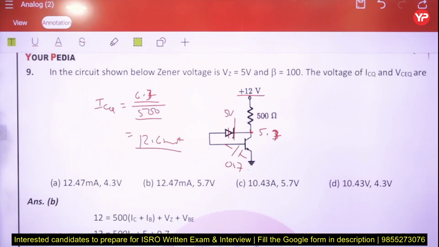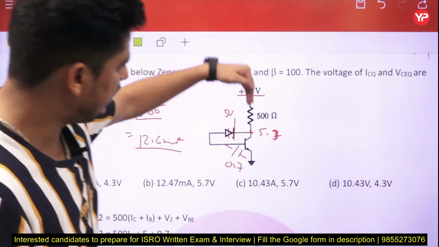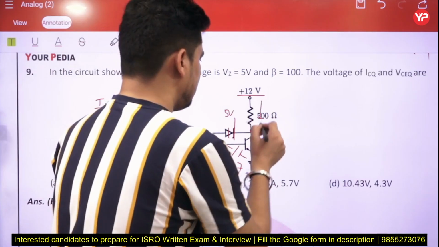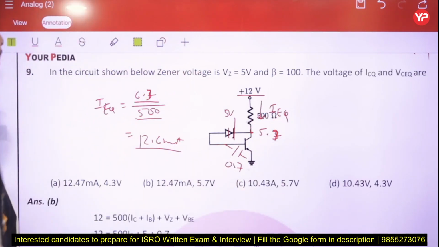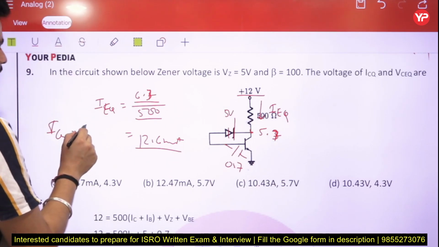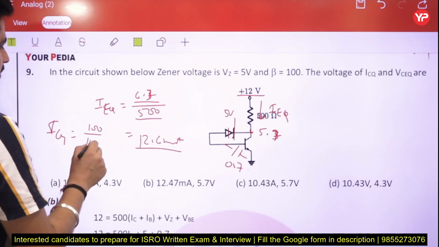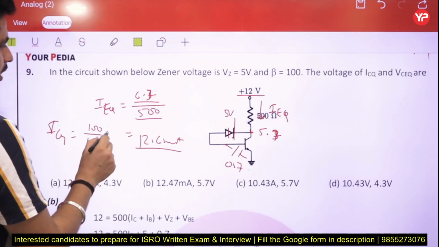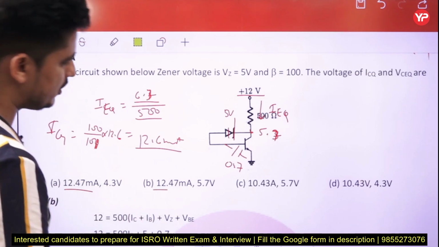12.6 milliampere is ICQ, and yes, not ICQ, this is IEQ, because the current going through this one will be the IB plus IC. So this is IEQ. You can convert this IEQ into ICQ. So ICQ is how much? Beta divided by beta plus 1, 100 divided by 101 times 12.6. So it's around 12.47. Only two options are there.